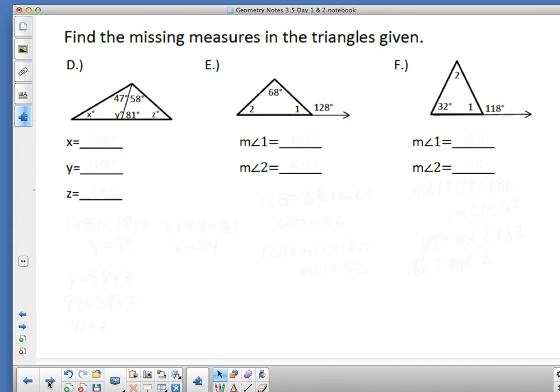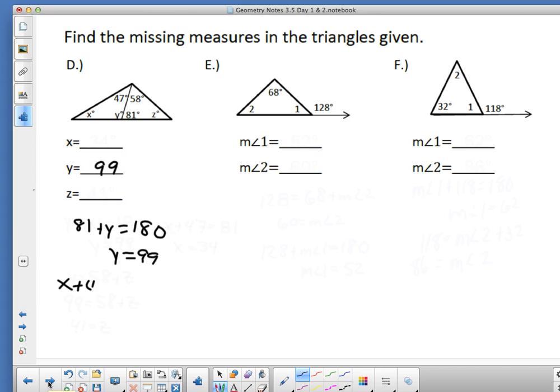Okay, so let's see what we got. Hopefully you saw that 81 plus y is equal to 180, and so y is 99. Okay? Hopefully you saw that x plus 47 is equal to 81, because 81 is the exterior angle with these two remote interiors, and you're able to subtract there, and found that it was what? 35 as we went through on x. 34, yeah, that too. X is 34.